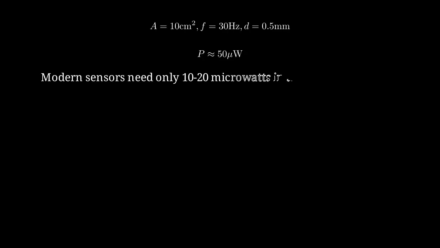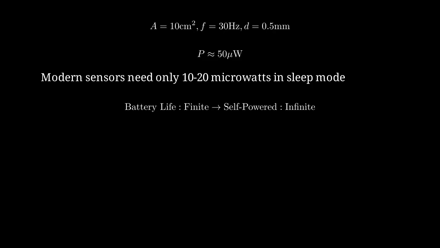Modern ultra-low power sensors need only 10 to 20 microwatts in sleep mode, making this entirely self-sufficient. Battery life transitions from finite to effectively infinite, with energy harvesting approaching the ideal of zero external power.